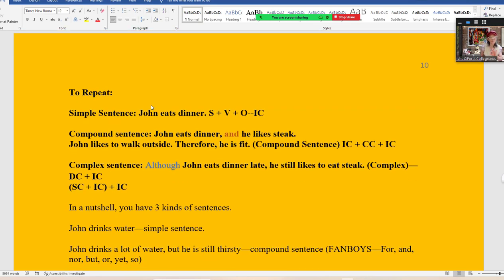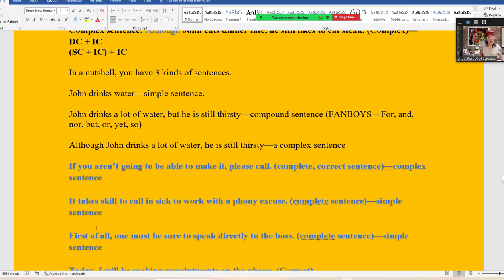So to repeat, there are three kinds of sentences. Actually, there are four kinds of sentences, but we're only going to go over three kinds for your quiz. A simple sentence: subject, verb, object. Then you have a compound sentence, in which you have an independent clause, which means it's a complete thought, plus you have FANBOYS with your comma, and then you have another independent clause. So that is a compound sentence. And then a complex sentence is simply a dependent clause plus an independent clause. If you want to take apart your dependent clause, that's a subordinating conjunction plus an independent clause. So in a nutshell, we're just going to go over three kinds of sentences.